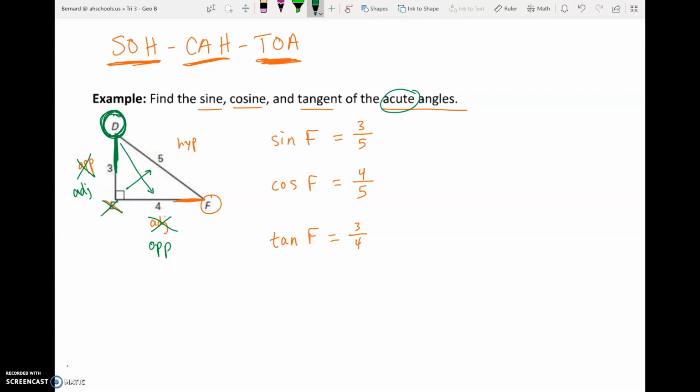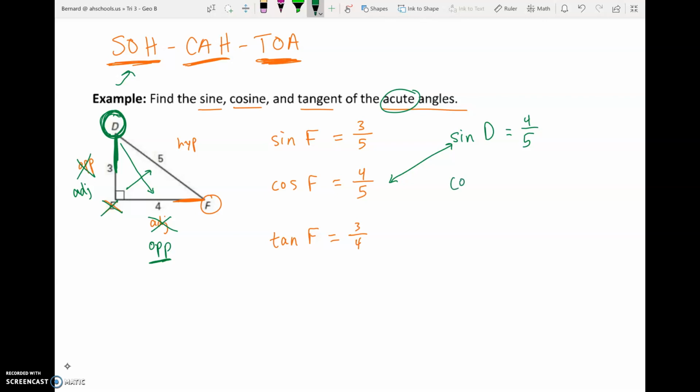And so I want you to see what happens with a couple of the ratios here. So let's talk about the sine of angle D now. Remember, sine equals opposite over hypotenuse. So opposite now is 4, and hypotenuse is still 5. So sine of D is 4 over 5. And take a look here. Cosine of F, sine of D, same ratio, both 4/5. And that always happens because you flip opposite and adjacent when you change angles.